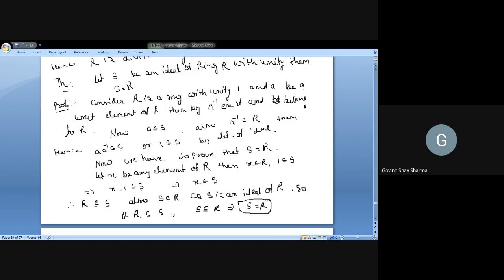And we take an element from S and we show that it is also an element of R. So S is a subset of R. Then by the two inclusions, S is a subset of R and R is a subset of S, then R is equal to S.